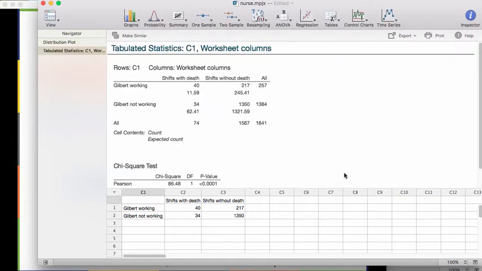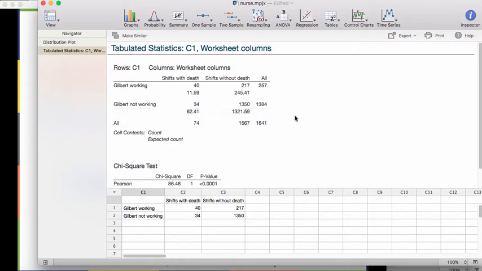So we have run the chi-squared test. And over here it is giving us a two-way table. Not only does it produce the original data, but below it also gives the expected counts. You see this 11.59 is the expected count. This 245.41 is the expected count. And similarly 62.41 and 1,321.59. Those are all our expected counts.